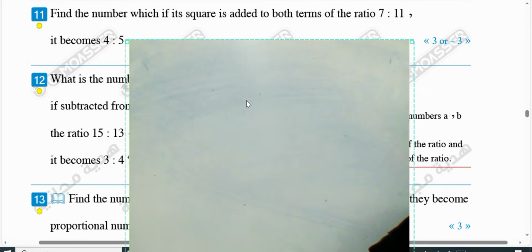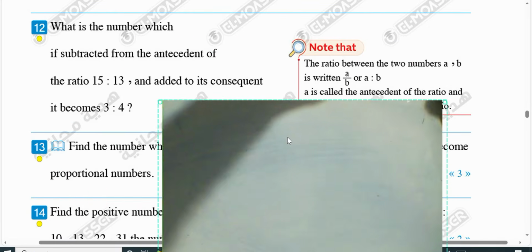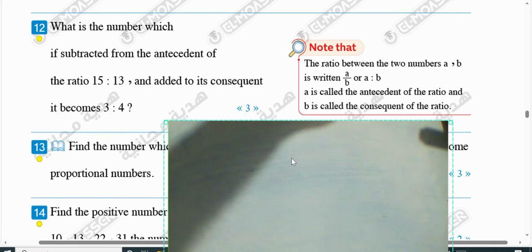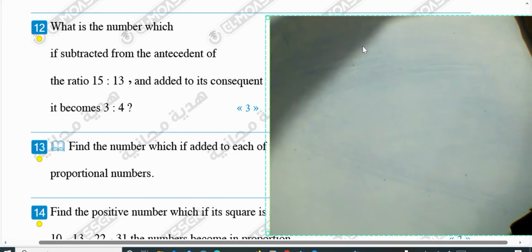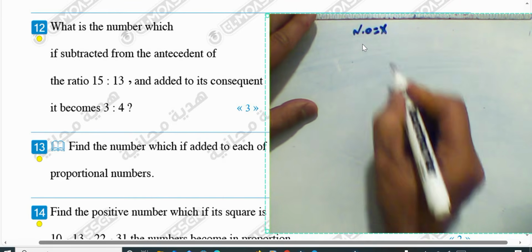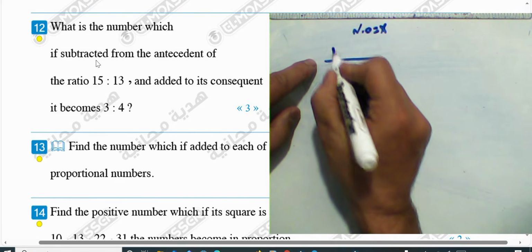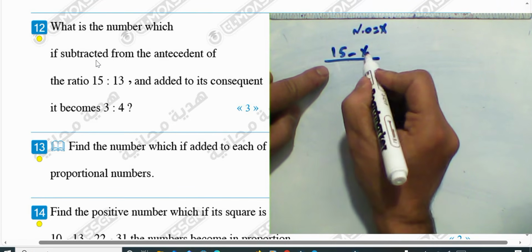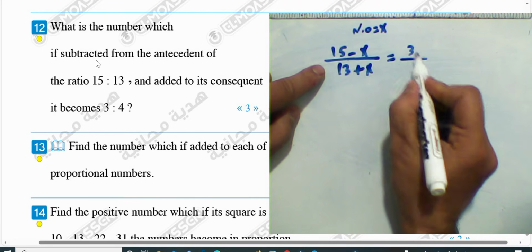Next question. What is the number which is subtracted from the antecedent of the ratio 15 to 13 and added to the consequent? We know 15 is the antecedent and 13 the consequent, and it becomes 3 over 4. Put the number here as x. Let the number be x. Then the number will be subtracted from the antecedent and added to the consequent, and the answer will be 3 over 4.